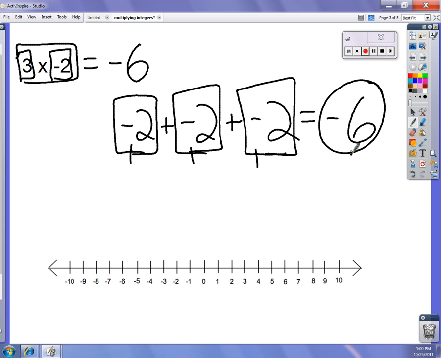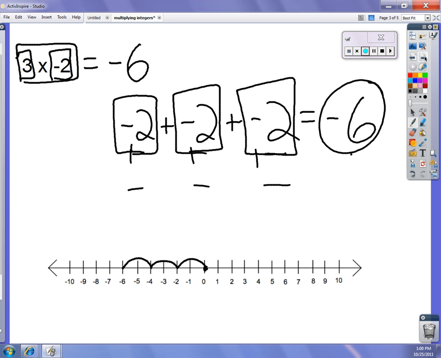If we use our number line to show this, we would start at 0, and we're going to jump negative 2 3 times. 1, 2, 3 times. Negative means we're jumping to the left. Negative 2, that's 1 jump. Negative 4, that's 2 jumps. Negative 6, that's 3 jumps. So we get our answer of negative 6.